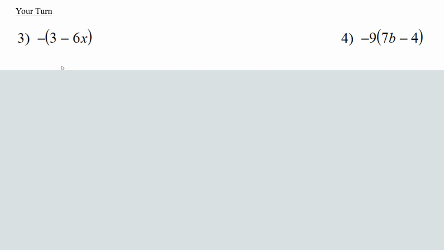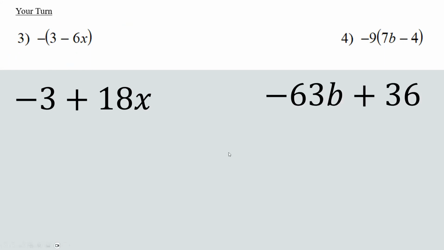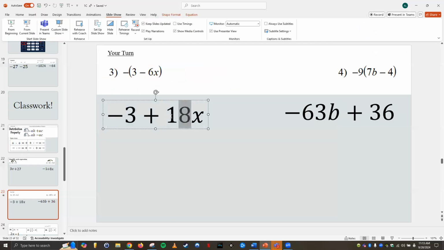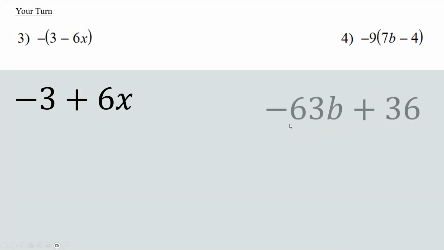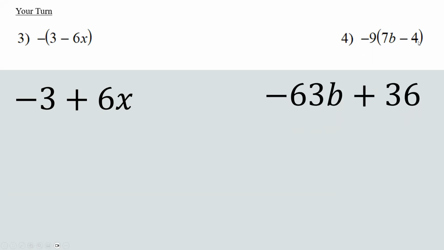All right, here we go. So again, -1 times 3 is -3. Negative times negative is positive 8. Whoops, that's a typo right there. Hold on. I got a mistake. Strike 1, Miss Lahart. 8x. Okay, go back. Here we go. Sorry. All right, next move. -9 times 7b would be a -63b. -9 times -4 is a positive 36. Okay, hopefully that went well.